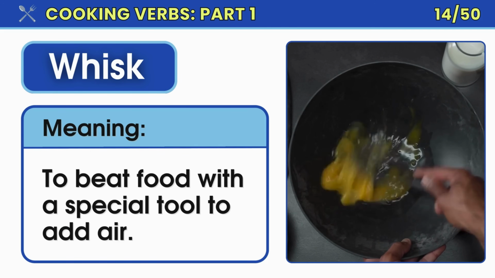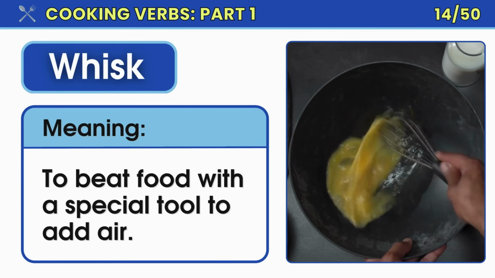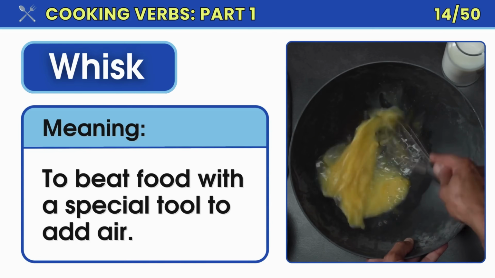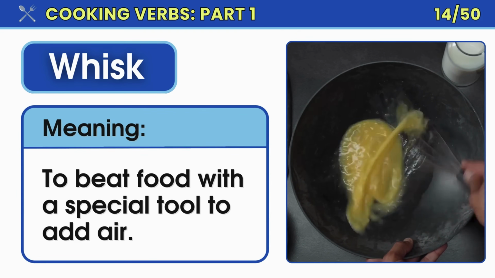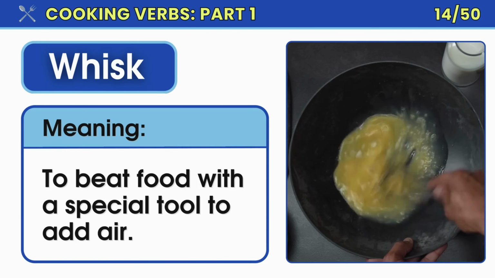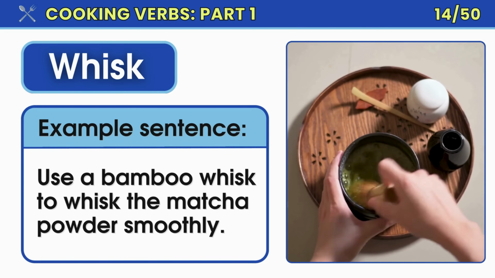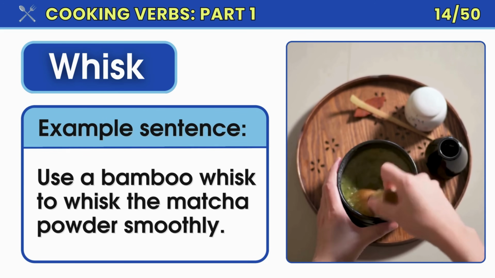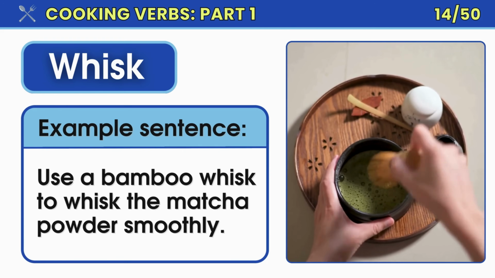To whisk means to beat food with a special tool to add air. For example, use a bamboo whisk to whisk the matcha powder smoothly.